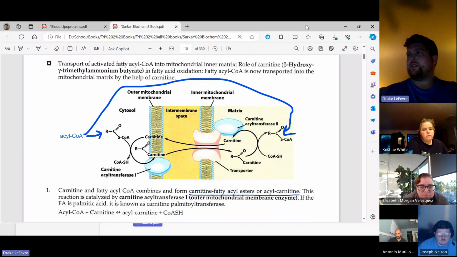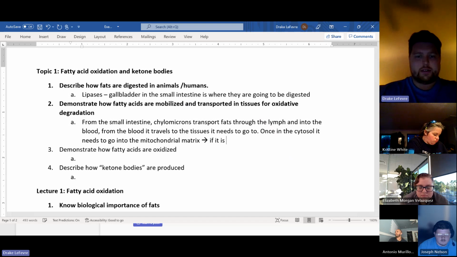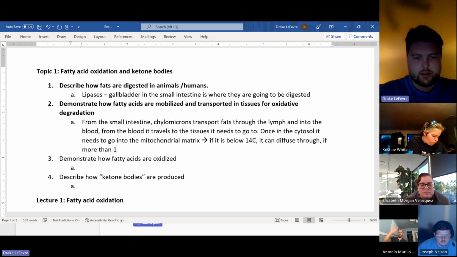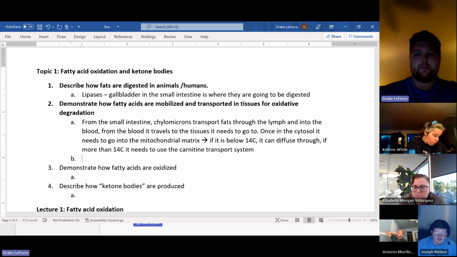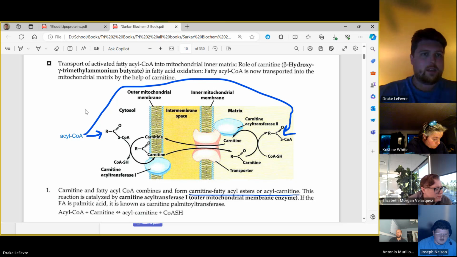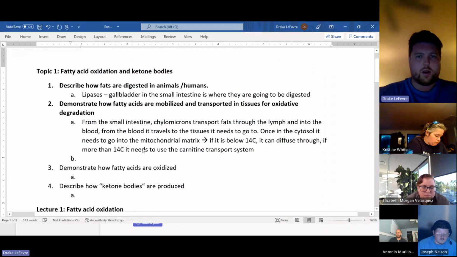Specifically, if it's of a certain size, what's our cutoff? 14 carbons. If it is below 14 carbons, it can diffuse through. If more than 14 carbons, it needs to use the carnitine transport system. I'm going to throw this picture in here to show how this whole thing works.